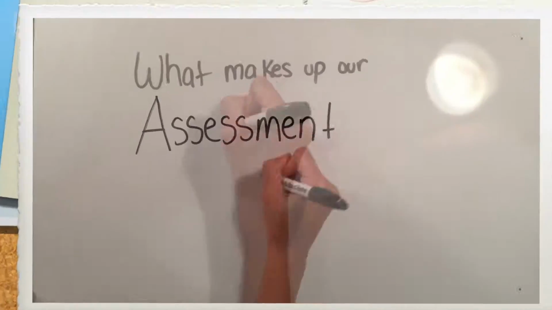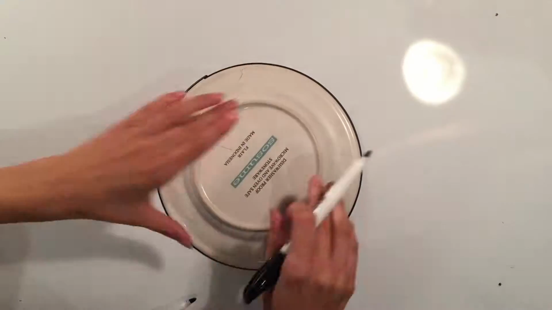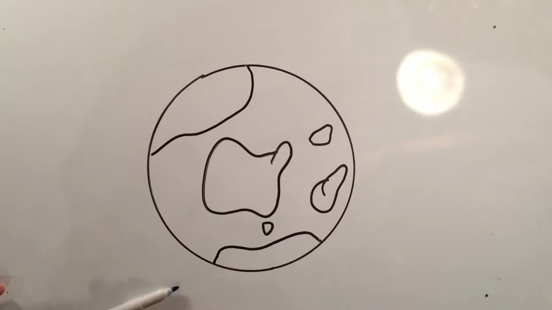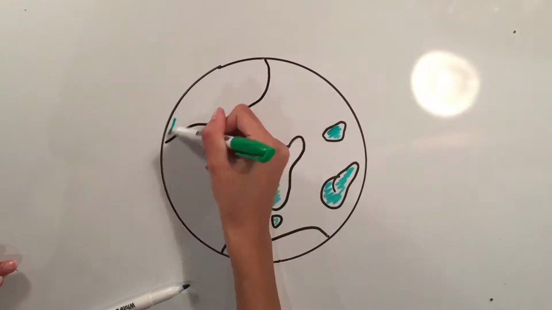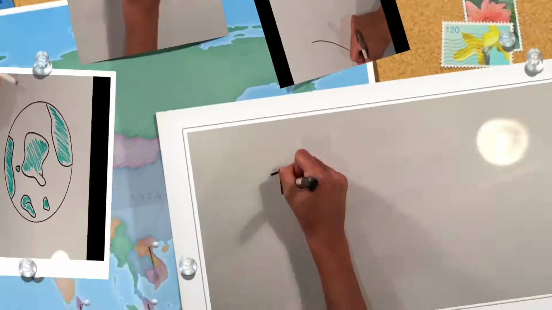Assessment 2. What makes up our planet? Most of the Earth's surface is comprised of water, 70% to be exact. The remaining 30% is made up of the 7 continental landmasses. On these continents, there is an estimated 3 trillion trees.